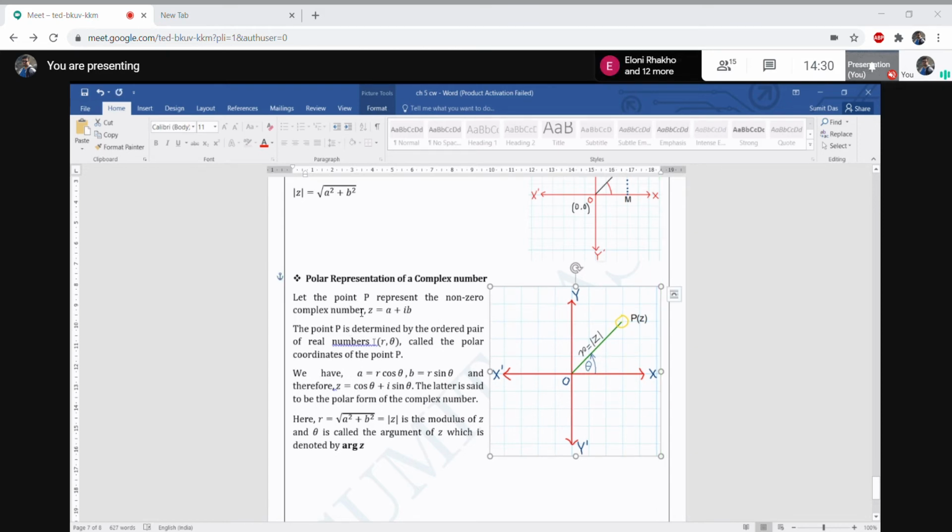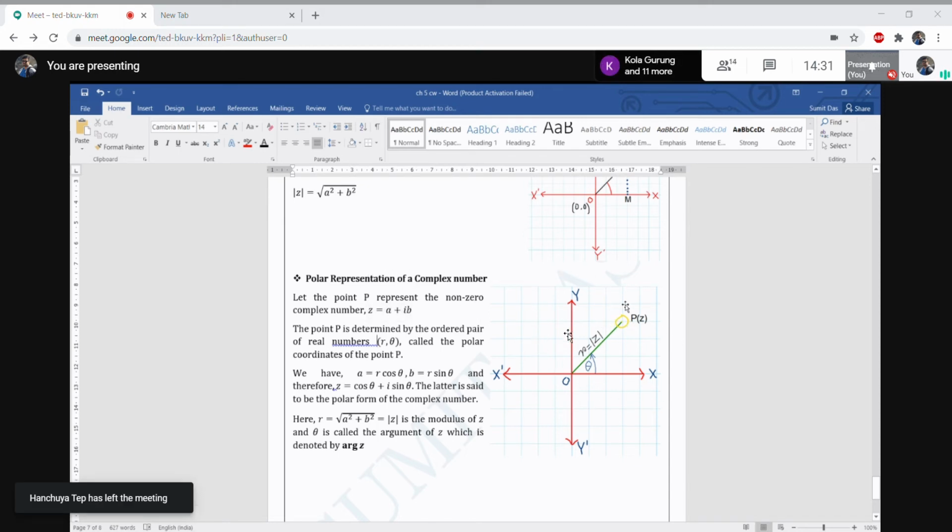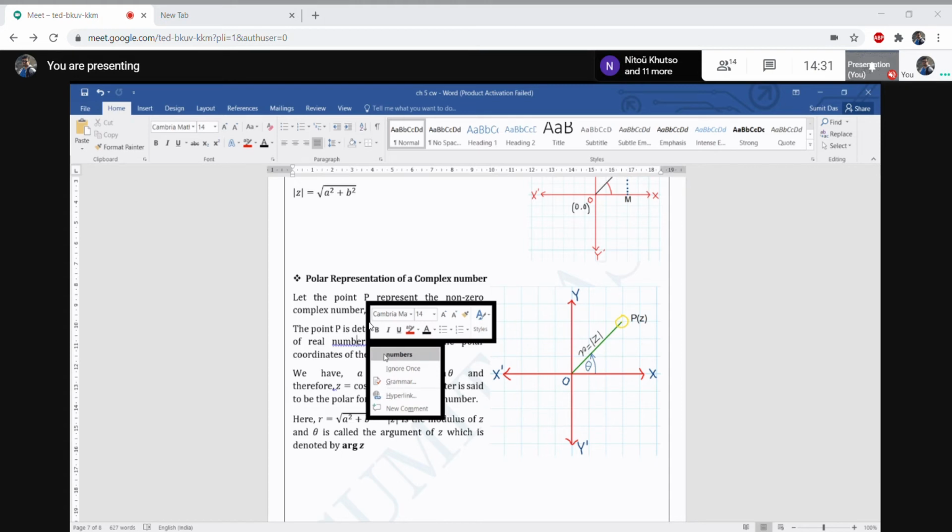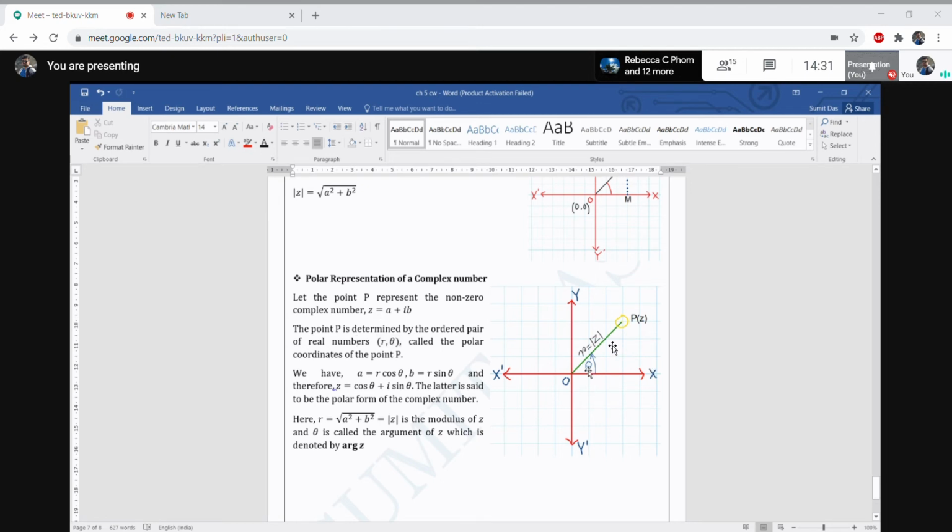Here a few points we'll have to learn. Let the point P represent the non-zero complex number z equal to a plus ib. You can see in this Argand plane, this P is representing the complex number z, which is actually a plus ib. The point P is determined by the ordered pair of the real numbers r comma theta. What is r, what is theta, I will explain later. These are called the polar coordinates of P.